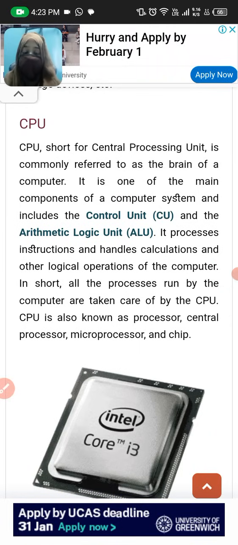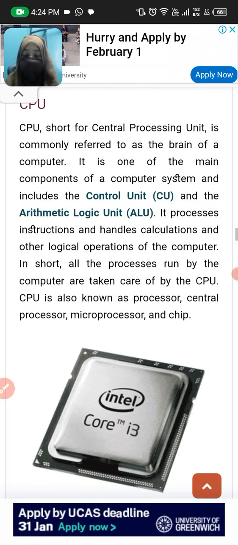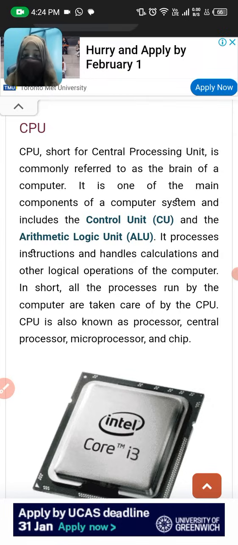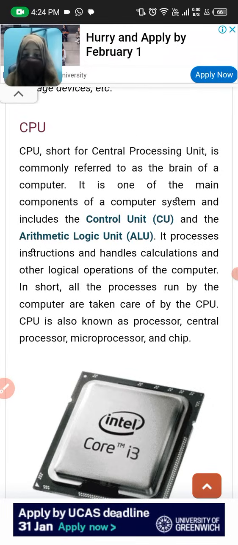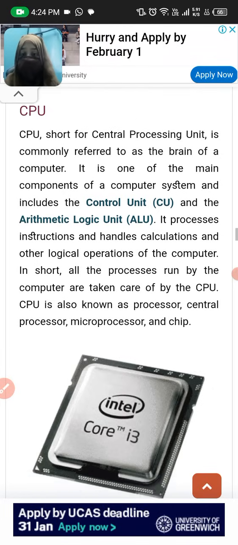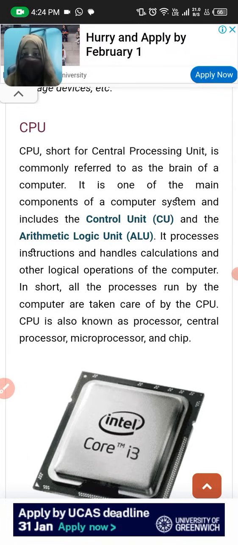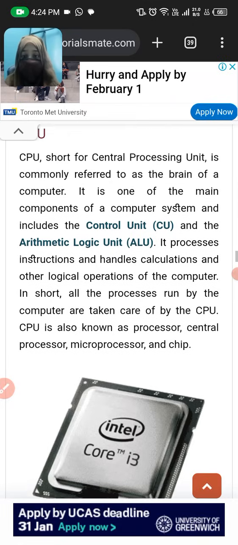In the previous videos, we were discussing the parts of the computer, just like computer hardware. We have discussed many parts, just like keyboard, mouse, microphone, webcam, motherboard, and monitor. Now, in this video, we will discuss the CPU and the other parts of the computer hardware. Mainly, we will discuss the difference between CPU and GPU.